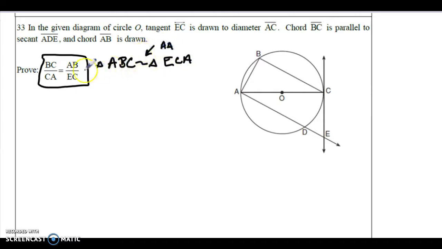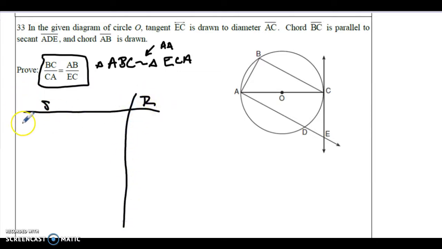I just want to give you an idea that if you see something like a proportion that you're trying to prove, then you need to be using angle to do that. So I'm going to do statements and reasons. My first given is that we have a tangent to diameter AC, tangent EC to AC. And then we have two parallel chords. So number 2 is going to be that BC is parallel to ADE.